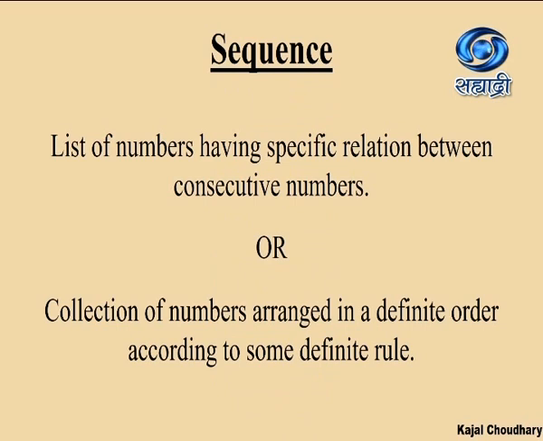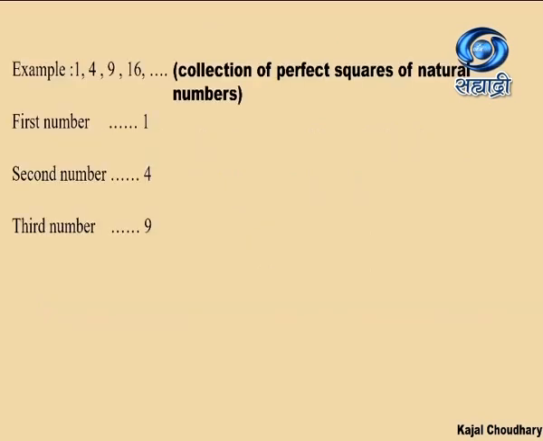Okay, so now let's move ahead in understanding these sequences much more clearly. If you look at these examples, the first series given to us is 1, 4, 9, 16. They are the collection of perfect squares of natural numbers. If you see, the square of 1 is 1, the square of 2 is 4, which is the second member of this series. The square of 3 is 9, which is the third member of the series, and so on, we can move along the sequence. Now the first number is 1, the second number is 4, the third number is 9, and so on.